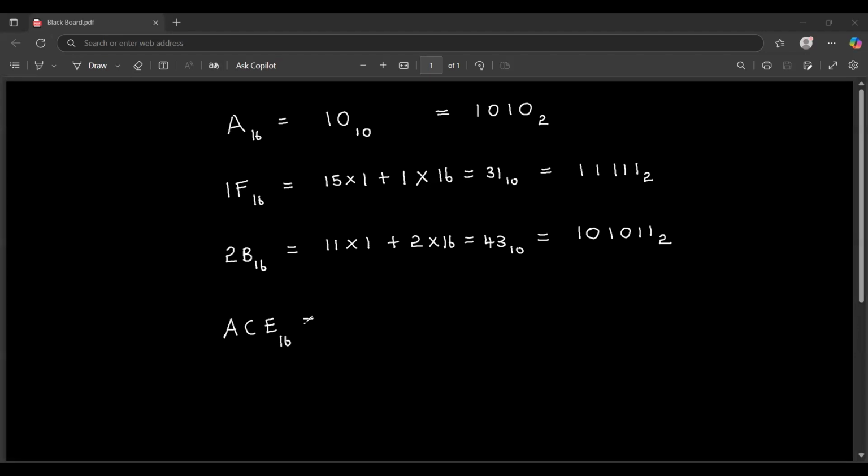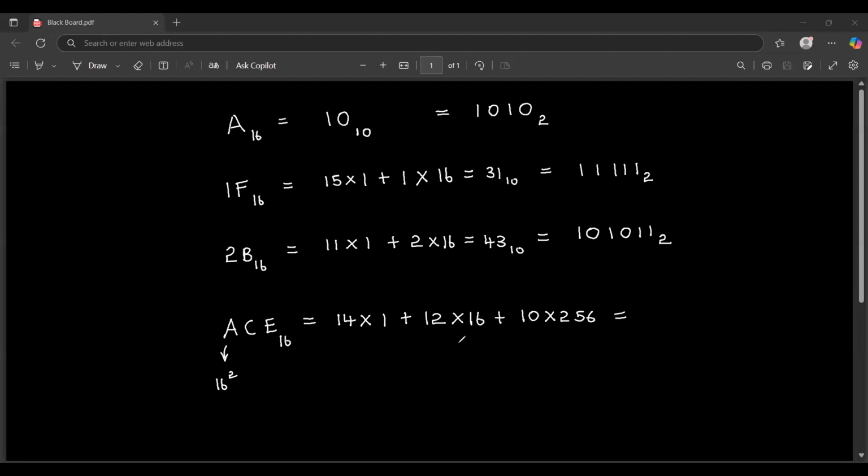Let's do our final example, which is ACE, as we always do. So ACE to the base 16. E represents 14, so 14 into 1, plus C represents 12, so 12 into 16, plus A represents 10, so 10 into 256. Why is it 256? The place value of A here is 16 to the power 2. So this will be equals to 14 plus 16 into 12, which is 192.